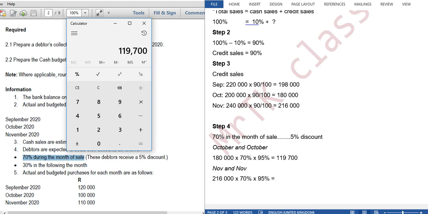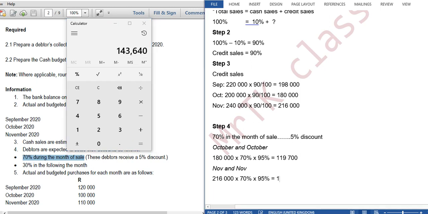We are going to say 216,000 multiplied by 70 over 100 multiplied by 95 over 100.